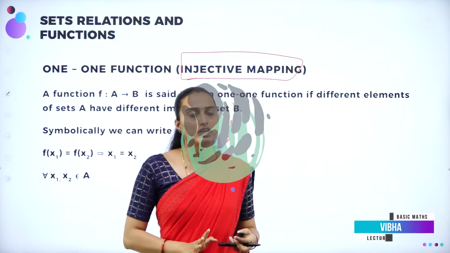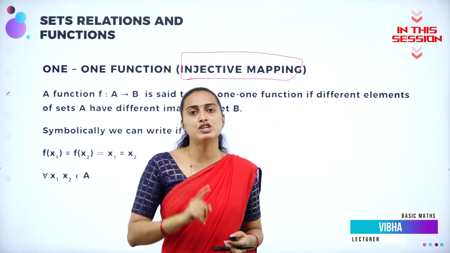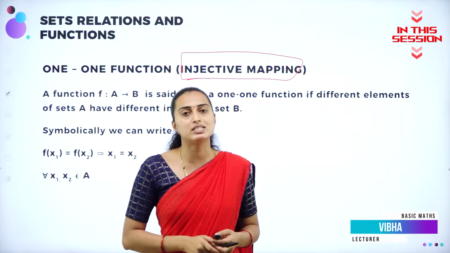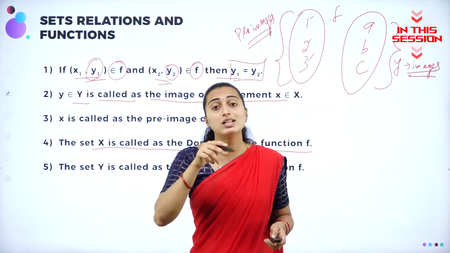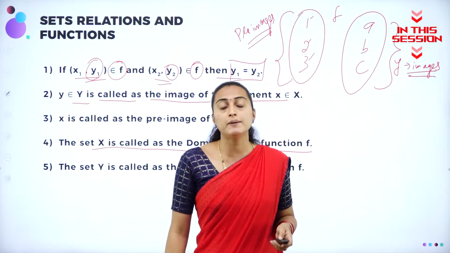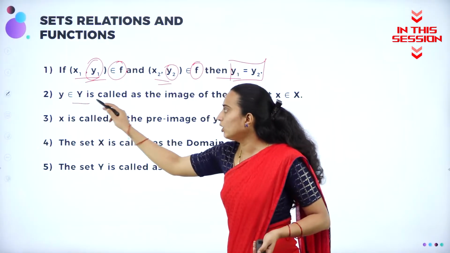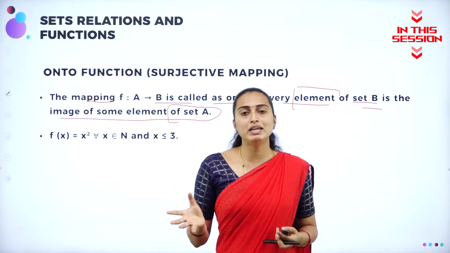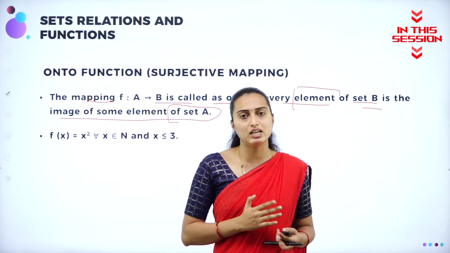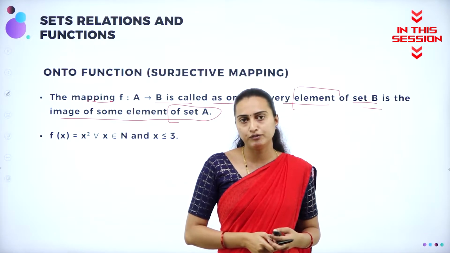Every element of set A must have only one image in set B. That is going to be known as the 1-1 function. Each element is going to be known as the pre-image, and the whole set X is going to be known as the domain set. y belongs to Y is called the image of the element x belongs to X. Every element of set B having a pre-image in set A is going to be known as the onto function.